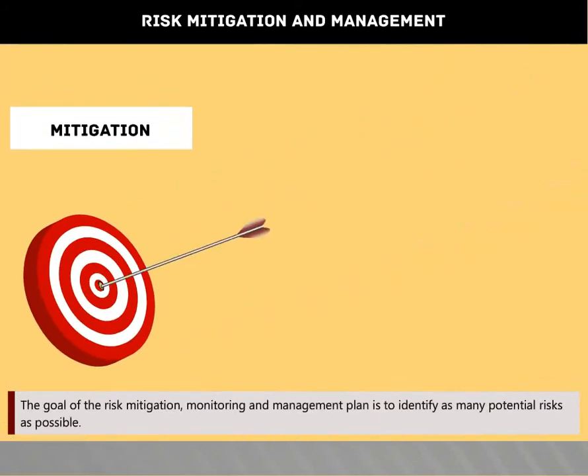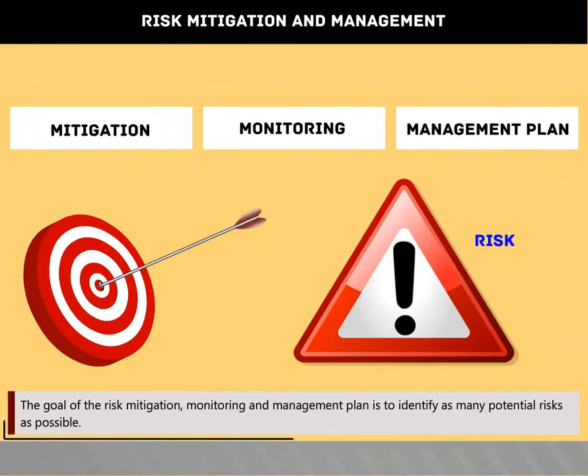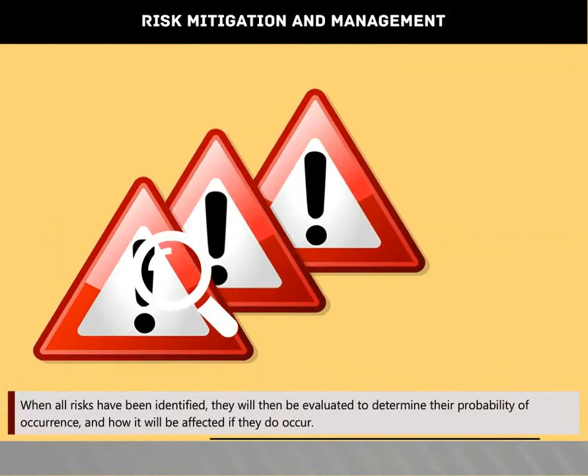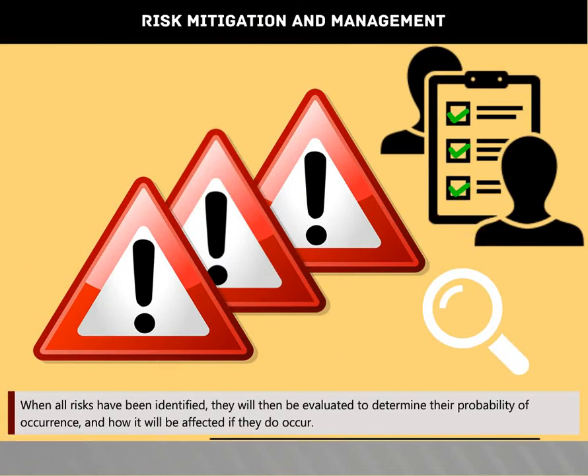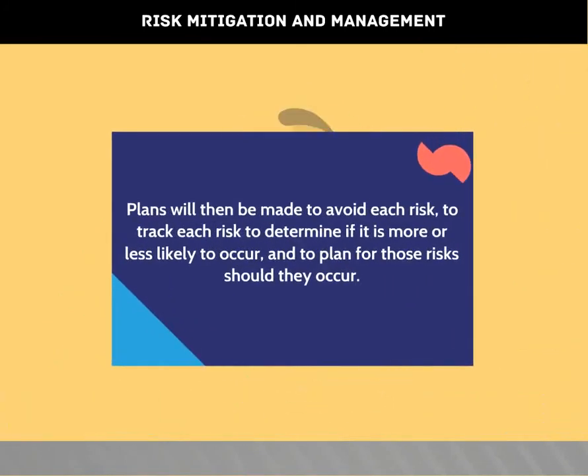The goal of the risk mitigation, monitoring and management plan is to identify as many potential risks as possible. When all risks have been identified, they will then be evaluated to determine their probability of occurrence and how the project will be affected if they do occur. Plans will then be made to avoid each risk, to track each risk to determine if it is more or less likely to occur, and to plan for those risks should they occur.